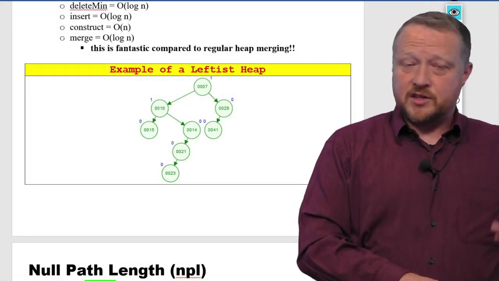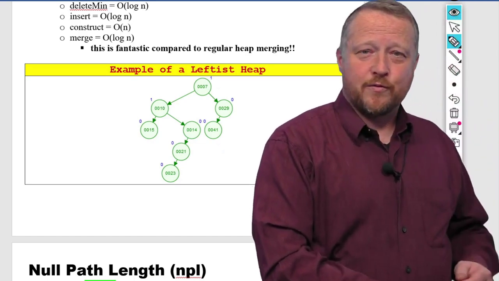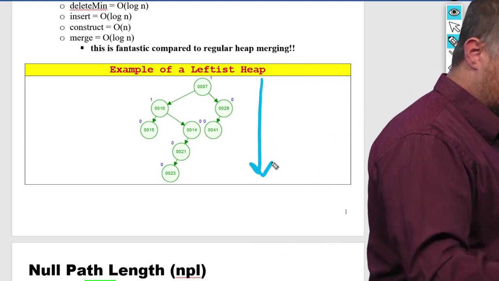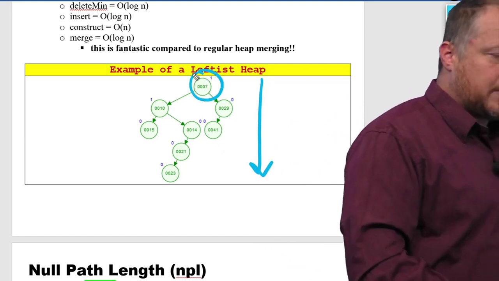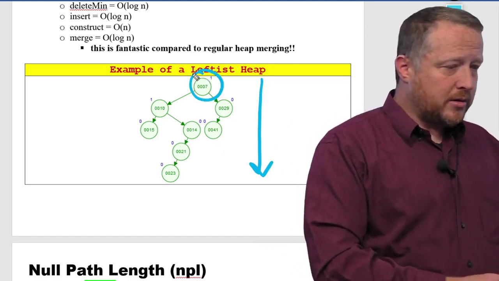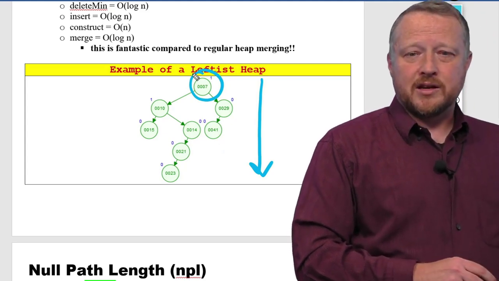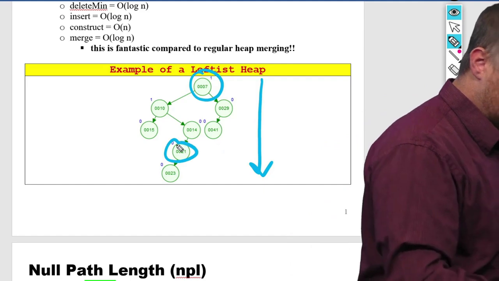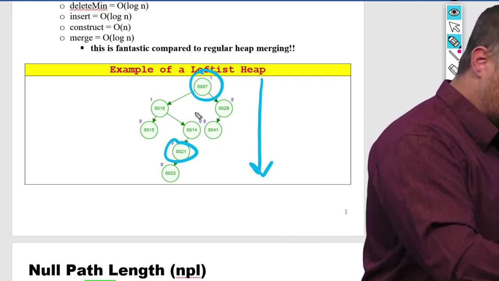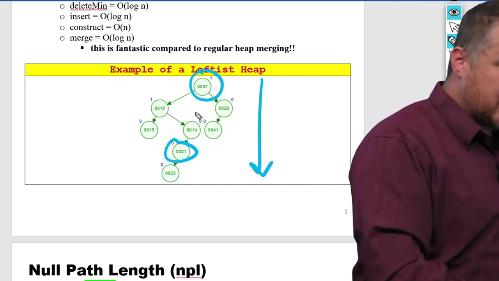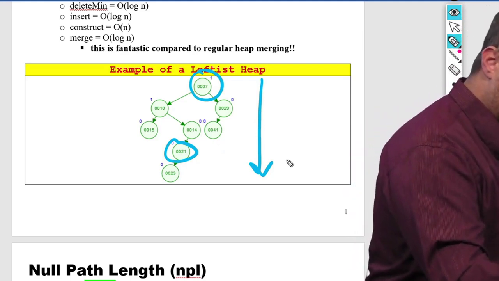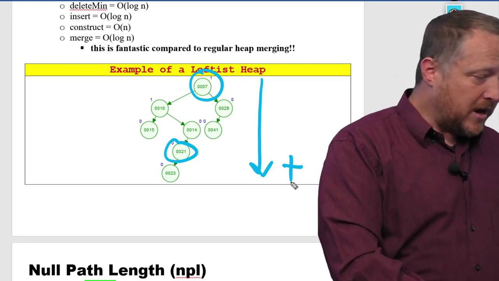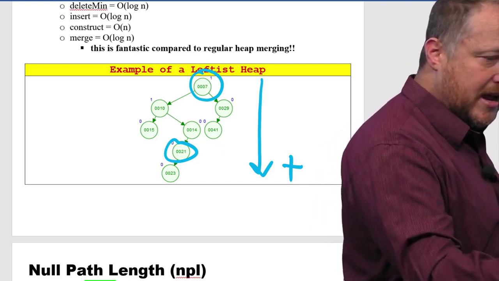So what does a leftist heap look like? Well, here we've got one for you. Notice a couple of things. Number one, this one's a minimum leftist heap because the minimum is at the very top. Notice that every parent is less than its child. Pick any node that you want. This one here is greater than its parent, and its kid is greater. So the further we go down, the greater the value in this minimum heap. And we've seen that before. There's nothing crazy about that either.